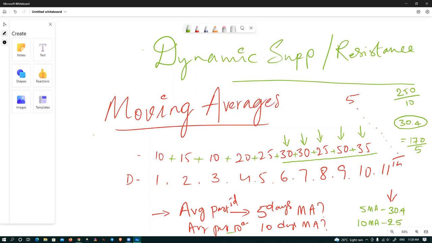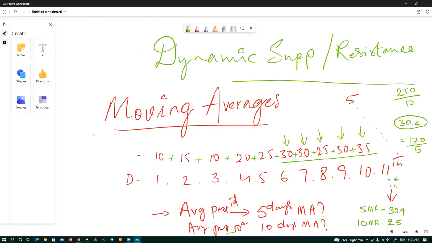So that will be plotted on the same chart as a dot on that day. That day, the value is going to be plotted as a dot. Suppose this 10-day moving average value is 25. It will surely be below the 5-day moving average value, because this is 34 and this is 25. So definitely this will be here. This is the 10-day moving average and this is the 5-day moving average.